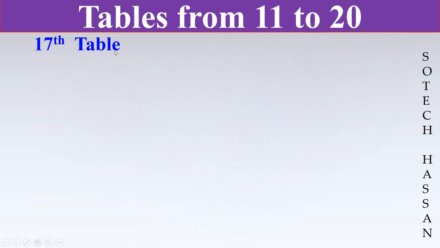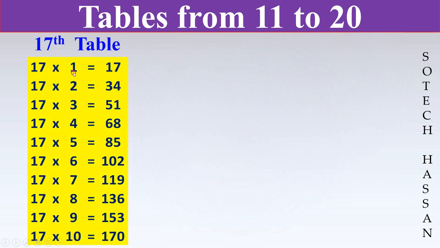17th table. 17 ones are 17. 17 twos are 34. 17 threes are 51. 17 fours are 68. 17 fives are 85. 17 sixes are 102. 17 sevens are 119. 17 eights are 136. 17 nines are 153. 17 tens are 170.